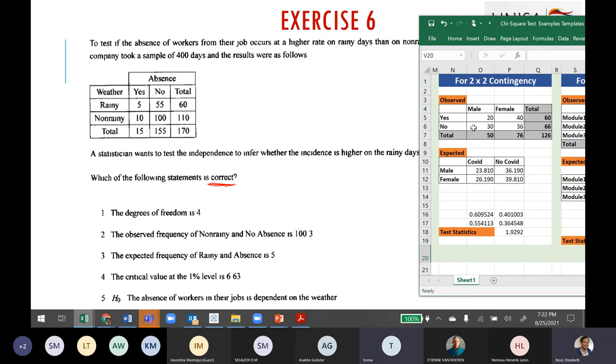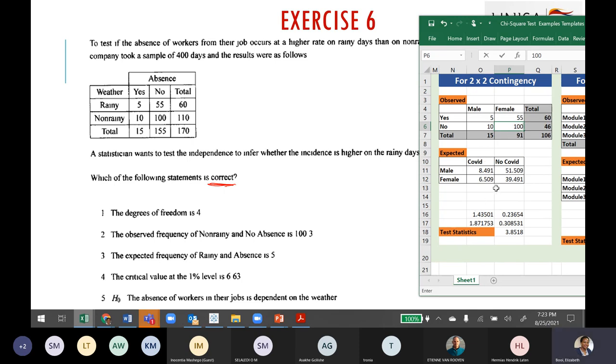Have an answer? Number 4 is correct. Number 4. This one. Let's see on the chat, what do you have? Nothing posted on the chat. Exercise 6, 4, 4. So you're saying it's number 4.